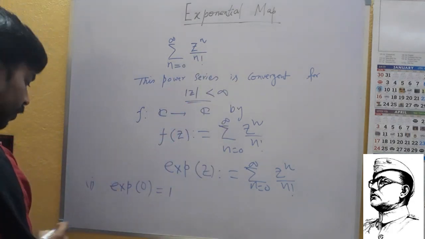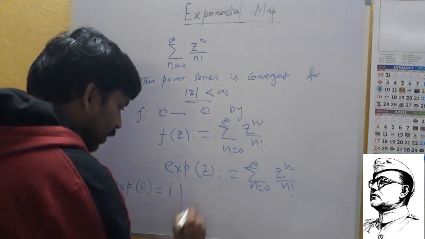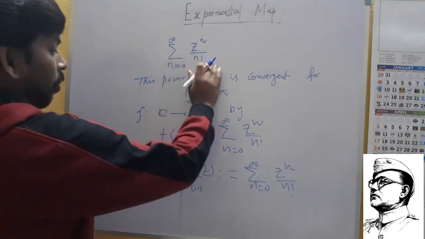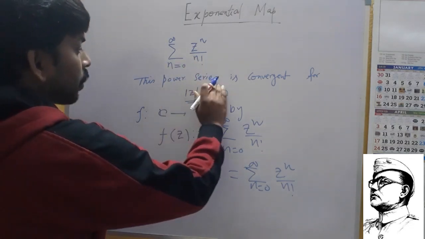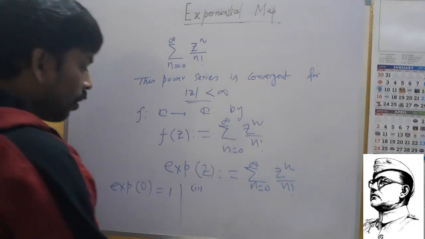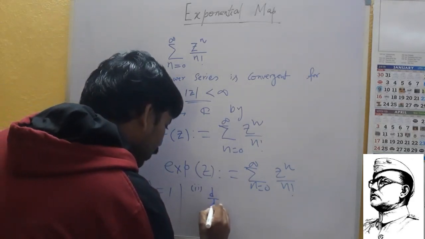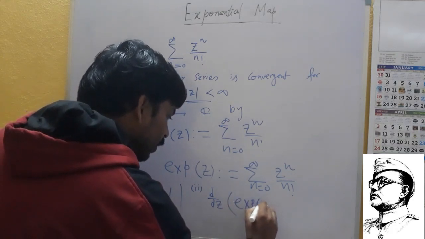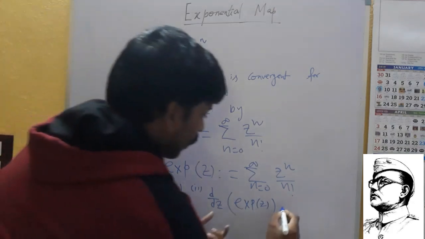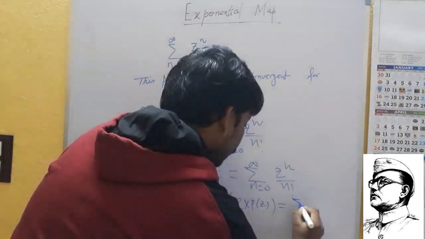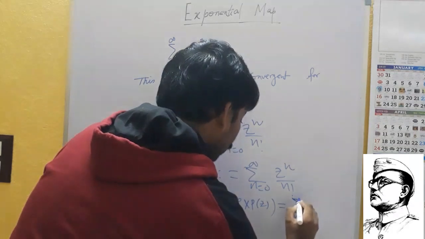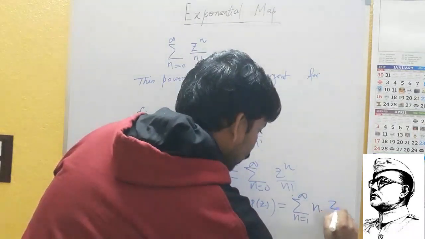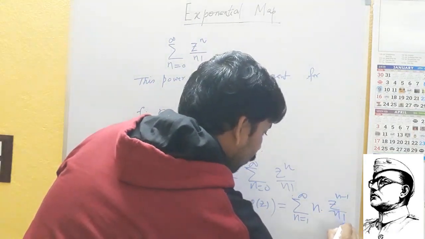What is the second property? The second property is very interesting. This is a power series, so term by term differentiation is permissible. So we differentiate exponential of z. If we differentiate it, what do we get? We get the sum from n equal to 1 to infinity of n z to the power n minus 1 by factorial n.